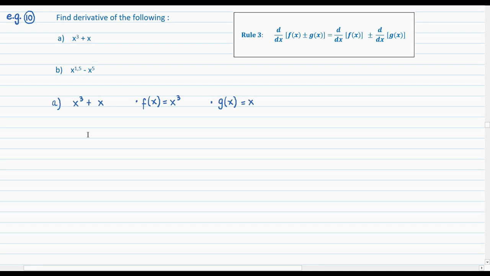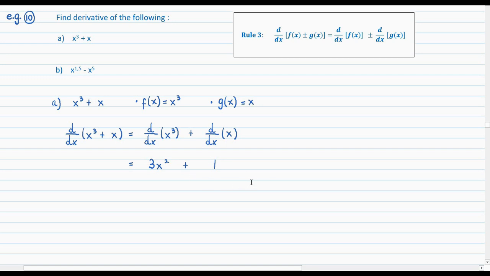The derivative of the sum of functions is equal to the sum of the derivatives of the functions. Earlier on, we saw that the derivative of x cubed is 3x squared and the derivative of x is just 1. So the final answer is 3x squared plus 1.